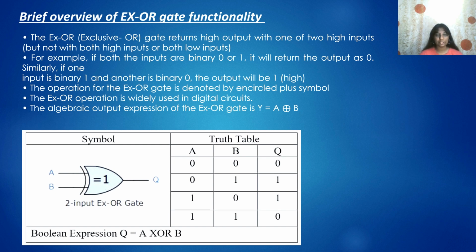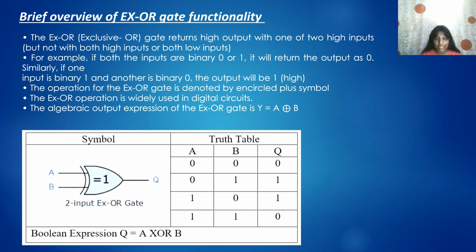The XOR (exclusive OR) gate returns a high output when one of two inputs is high, but not with both high inputs or both low inputs. For example, if both the inputs are binary 0 or both are 1, it will return the output as 0. Similarly, if one input is binary 1 and another is binary 0, the output will be 1, which is high. The operation for XOR gate is denoted by an encircled plus symbol. XOR operation is widely used in digital circuits.